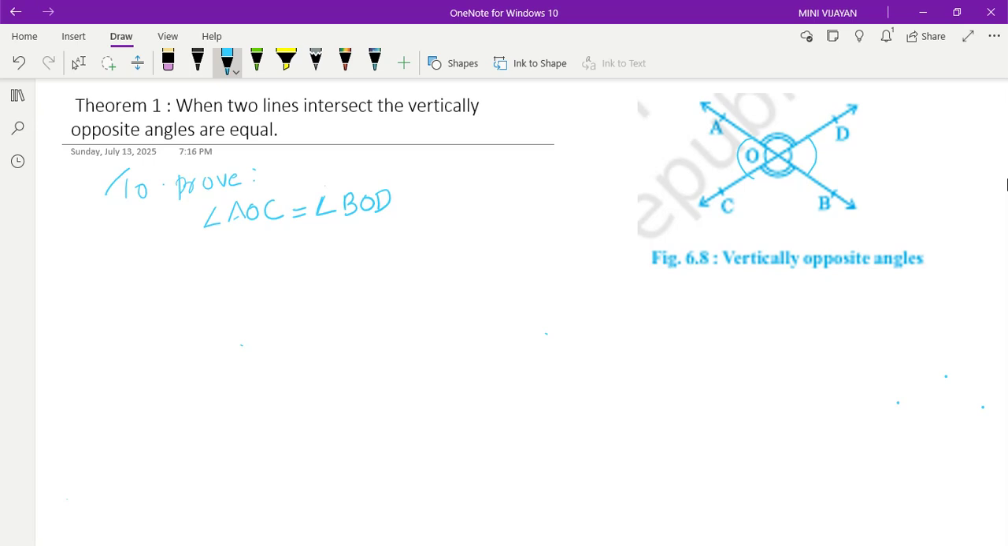So, in order to prove these two angles are equal, you need to consider one of the straight lines there. Straight line angle property. So here I'm writing the proof of this theorem. Consider the straight line AB. I'm considering the straight line AB here.